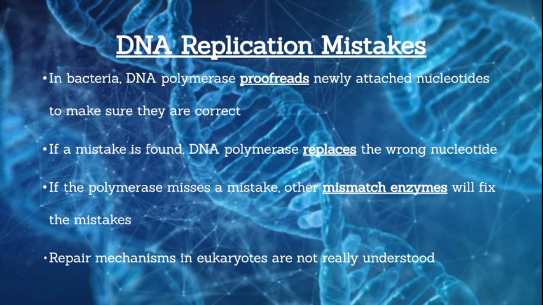But just like anything else, it can make mistakes too. So if the DNA polymerase misses a mistake, other mismatch repair enzymes will fix the mistakes. Repair mechanisms in eukaryotes are not truly understood, because we have all these things that can run in and repair it, but it doesn't always get repaired. We don't really know a whole lot about why this occurs or how these mechanisms are in place.